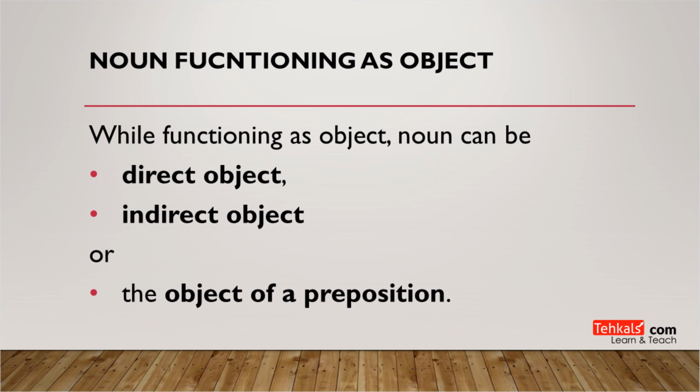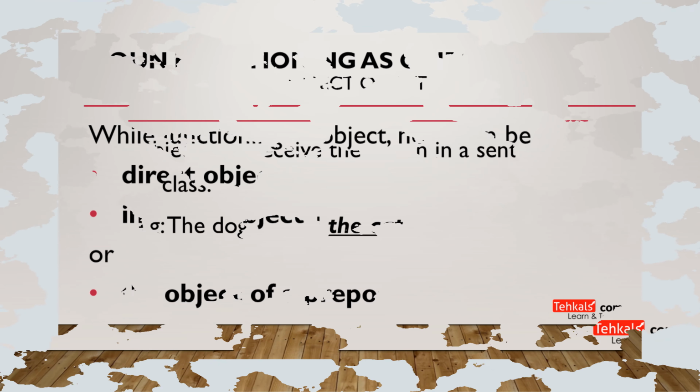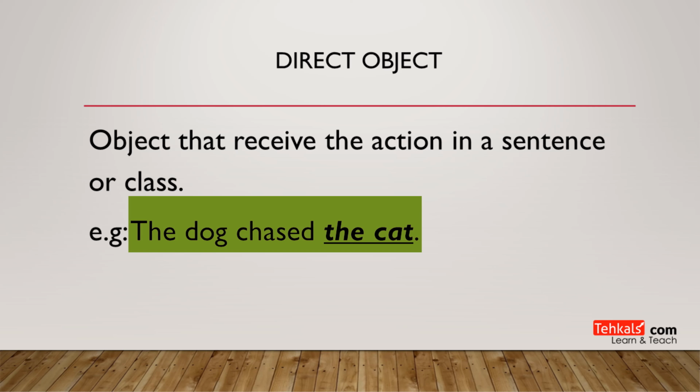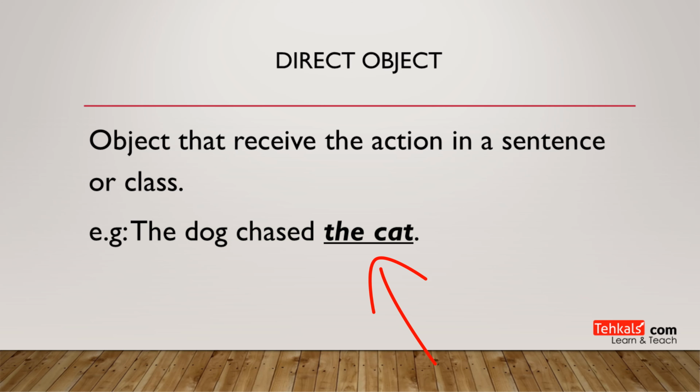Noun as an object. In a sentence, a noun may function as the direct object of a verb, the indirect object of a verb, or it may function as the object of a preposition. Now, how does it function as a direct object in a sentence? Direct objects are what receive the action of the verb in a sentence or clause. For example, the dog chased the cat. So, in this sentence, the cat is the direct object of the verb chase because the action of chase is received by the cat.